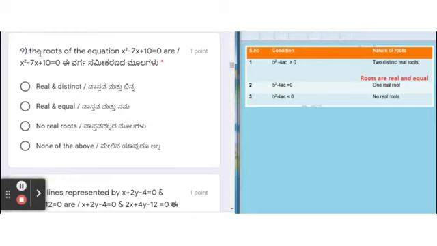Next question in the quadratic equation: the roots of the equation x square minus 7x plus 10 is equal to 0 are... So they are not asking for the roots here of this quadratic equation. They are asking the nature of the roots, whether the roots of this quadratic equation are real and distinct, real and equal, no real roots, or none of the above.